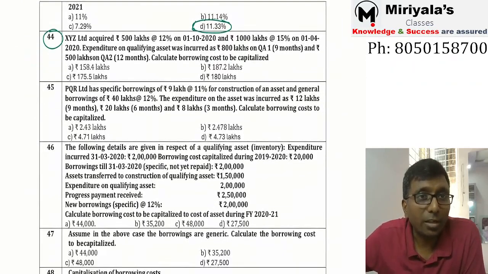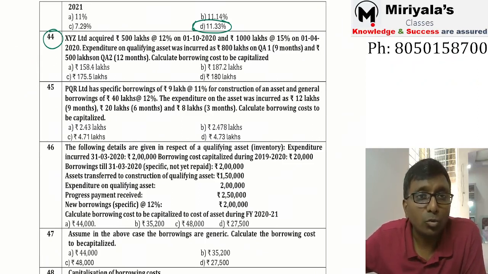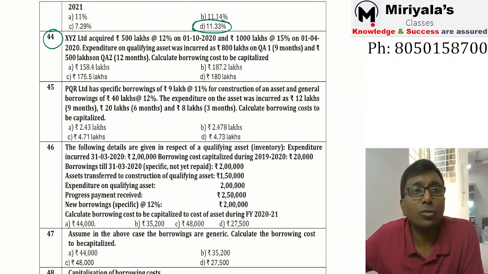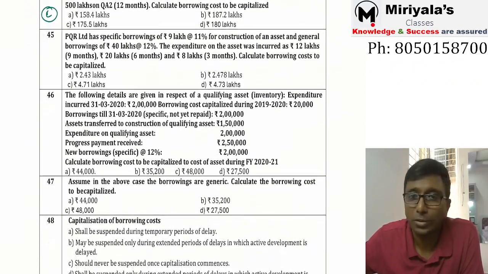XYZ Limited acquired 500 lakhs at 20 percentage and 1000 lakhs at 15 percentage. Expenditure on the qualifying asset incurred is 800 lakh, for 9 months only. First, what are you supposed to do? Calculate the borrowing rate. On 800 lakh rupees you are supposed to do 9 months, and on 500 lakh rupees 12 months. Then you are going to get the answer. This is an easy thing. I have just done the borrowing cost now, that's why I don't want to do this again.